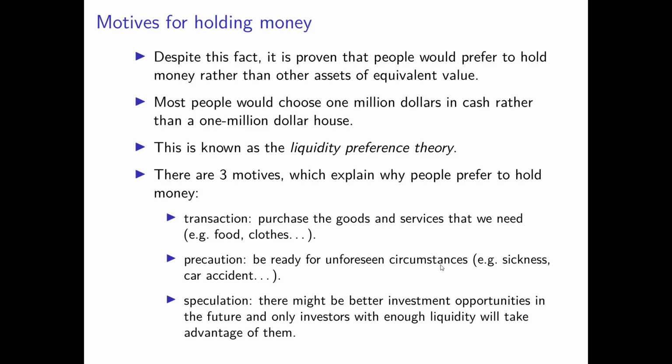Okay, despite the fact that it's a leaky store of value, the value decreases over time and all that, people still want $1 million. Okay, I do too. Rather than a $1 million house. This is known as the liquidity preference theory, as I said earlier. So the question now is why? Why is it that we want the money? We want the cash, rather than assets of equivalent values.